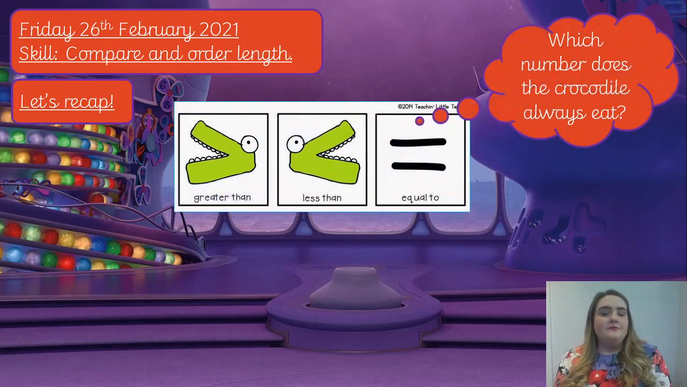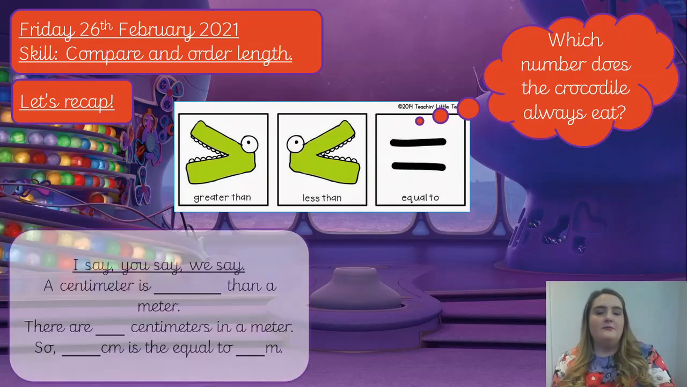So here are my symbols for greater than, less than and equal to. Remind me, which number does the crocodile always eat? Well done, the larger number. It's a hungry crocodile. He's always going to eat the larger number.